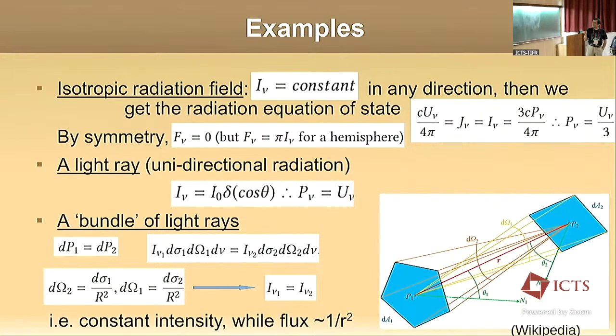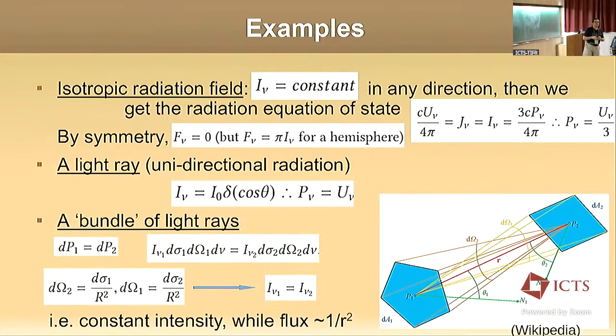If you want to calculate the middle integral for the flux, what you get is actually 0. And the reason is simply because if you have isotropic radiation, whatever flows this way, the same thing flows the other way, right? Because it's isotropic, so it's all the same. When you average out something that's flowing exactly the same both ways, you get 0. That doesn't mean there is no flux. It just means that the flux on average is 0. But if you take, for example, one hemisphere, you get flux is pi times I nu.